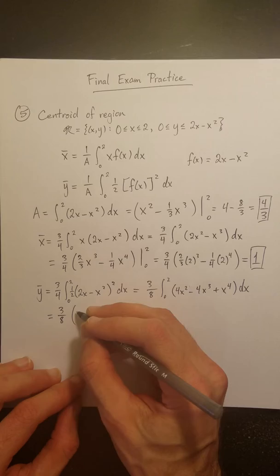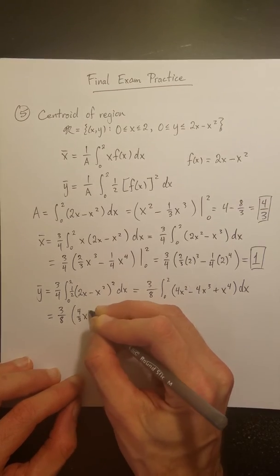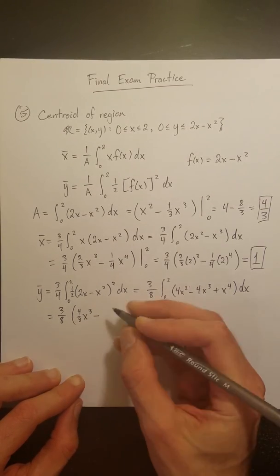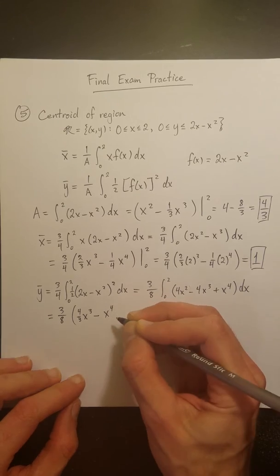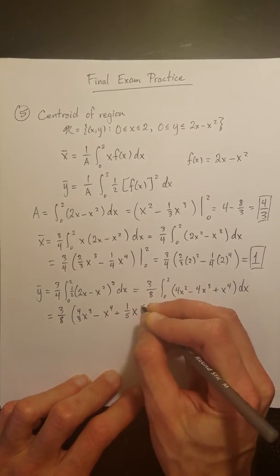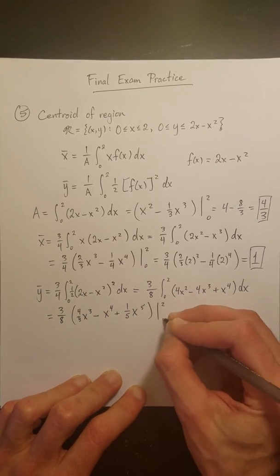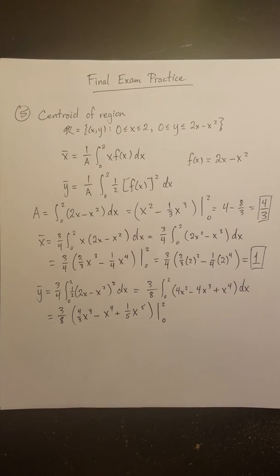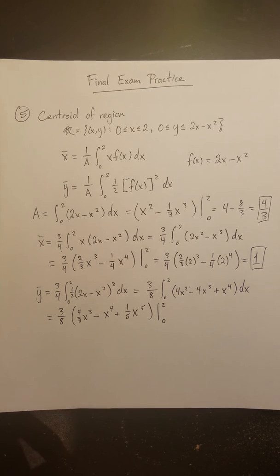So we're going to get 4 over 3 x cubed for the first term. We're going to get minus x to the power 4 for the second term, and then plus 1/5 x to the power 5 for the third term. And we need to evaluate at 0 and 2. And of course, the value at 0 is just 0, so we'll only need to evaluate at 2.